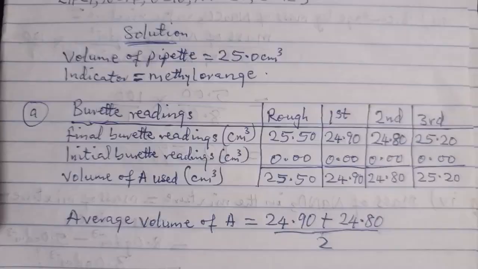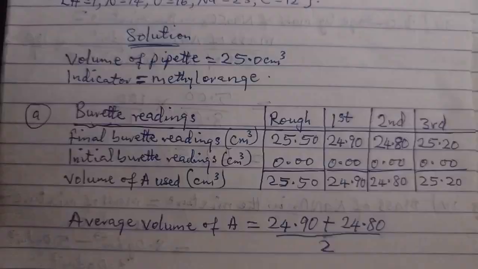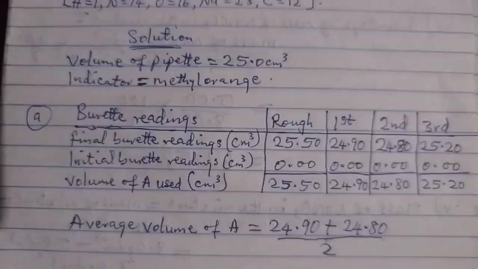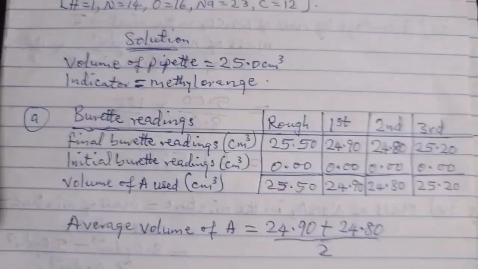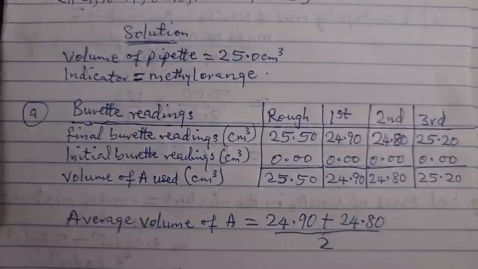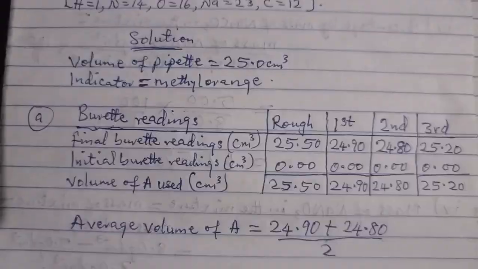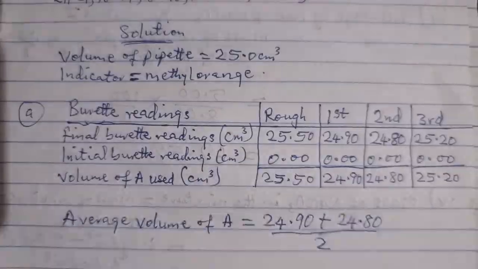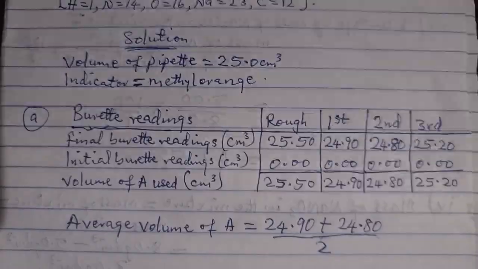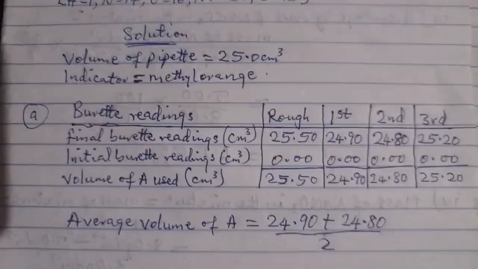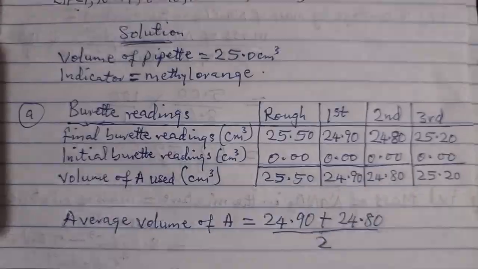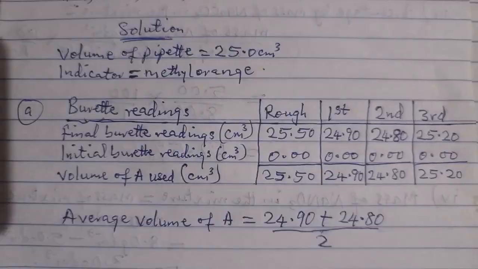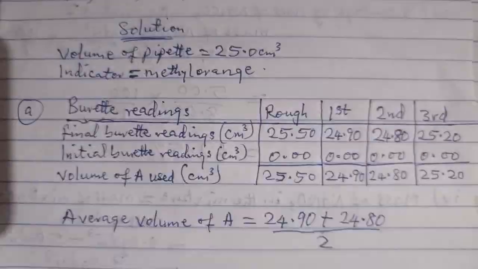But draw the table the way I'm doing here. Burette reading, first, second and third, final burette readings. Very important: this cm cube you are seeing me putting by their sides, initial burette readings and volume of A used, is very important. Put them, because if you fail to put them, and you finish the titration table and calculate everything, we won't know. We will pretend not to know the unit you are using. So when you put them by the side, it makes your work neat.